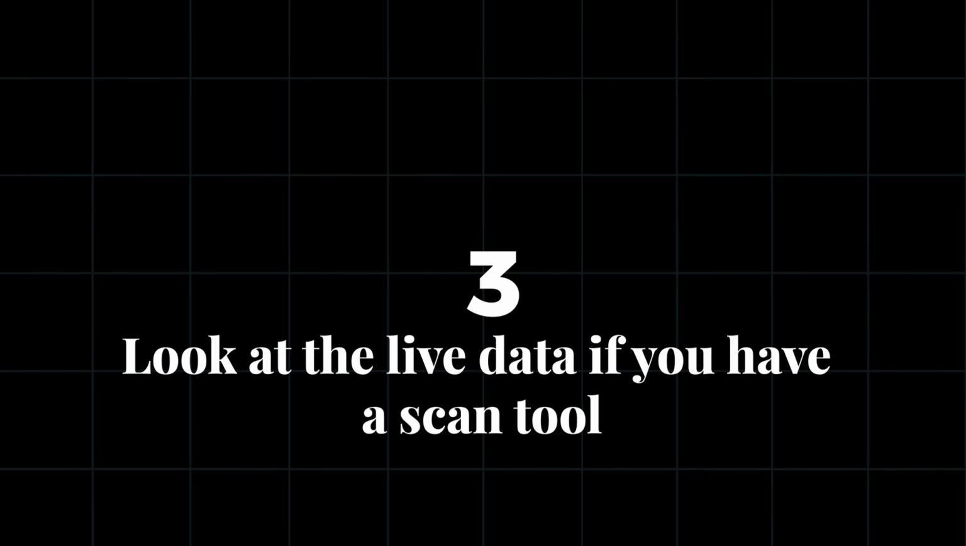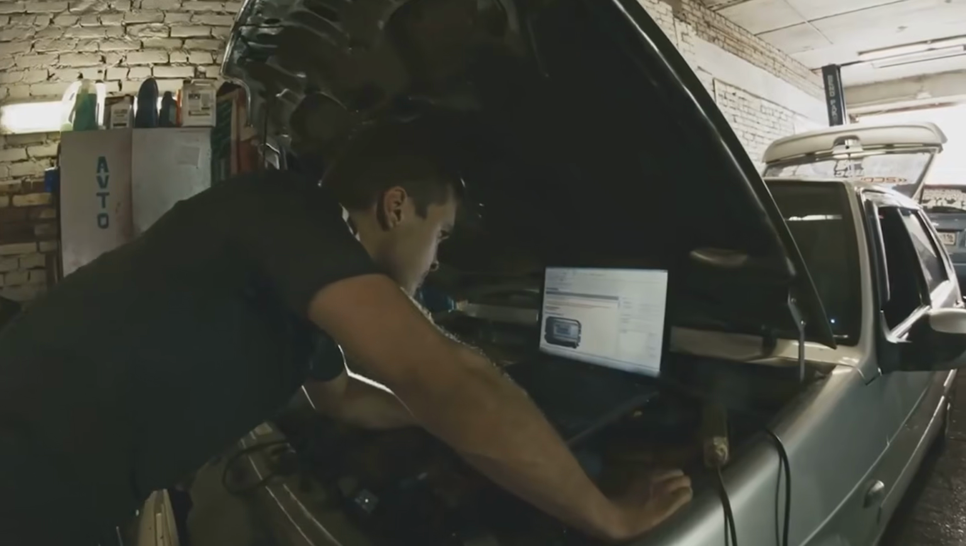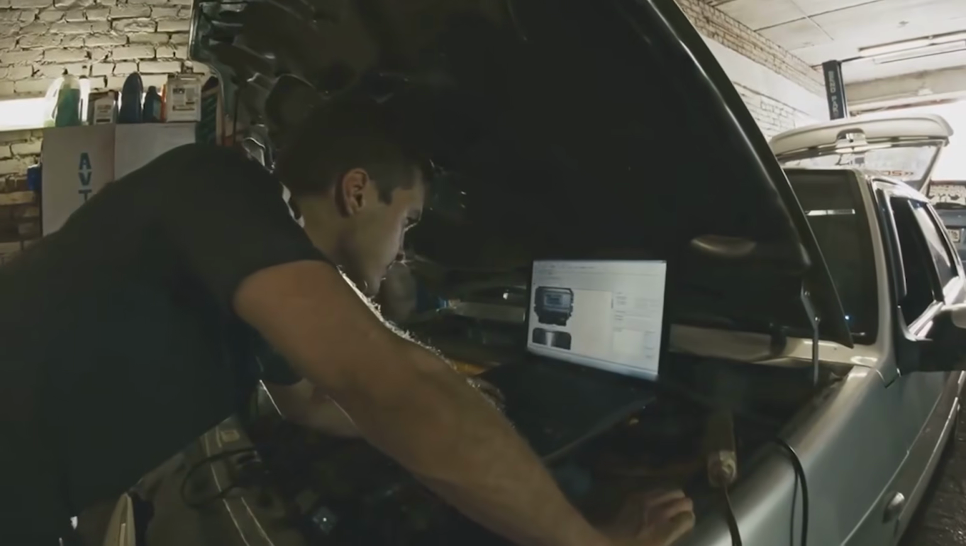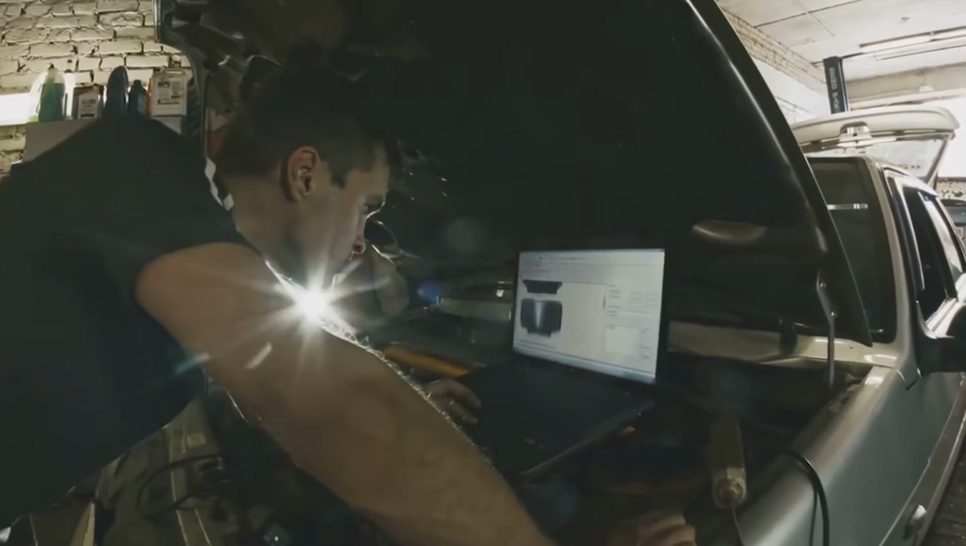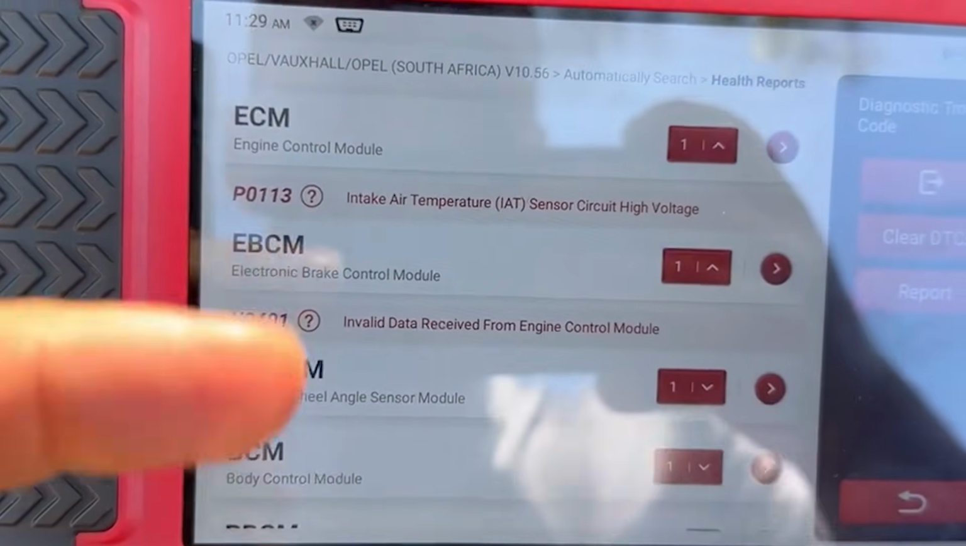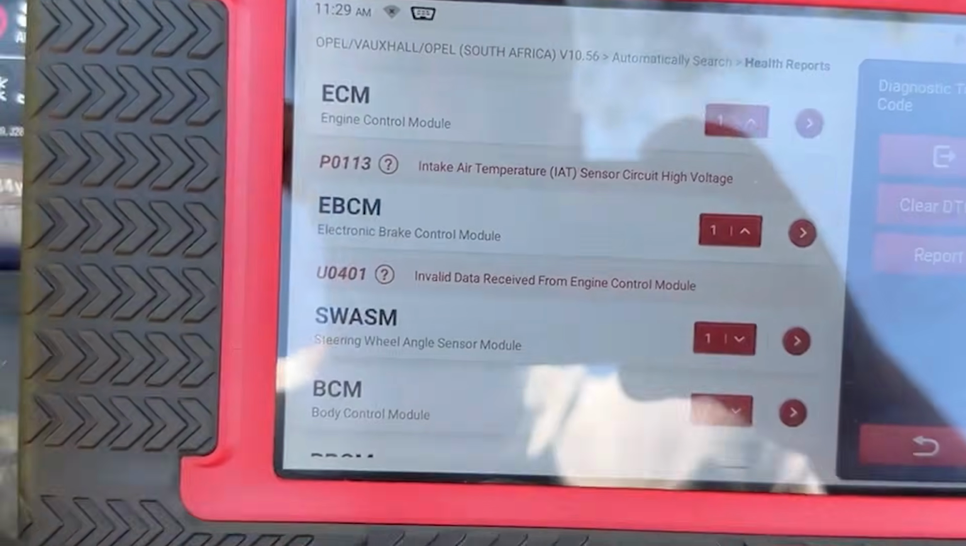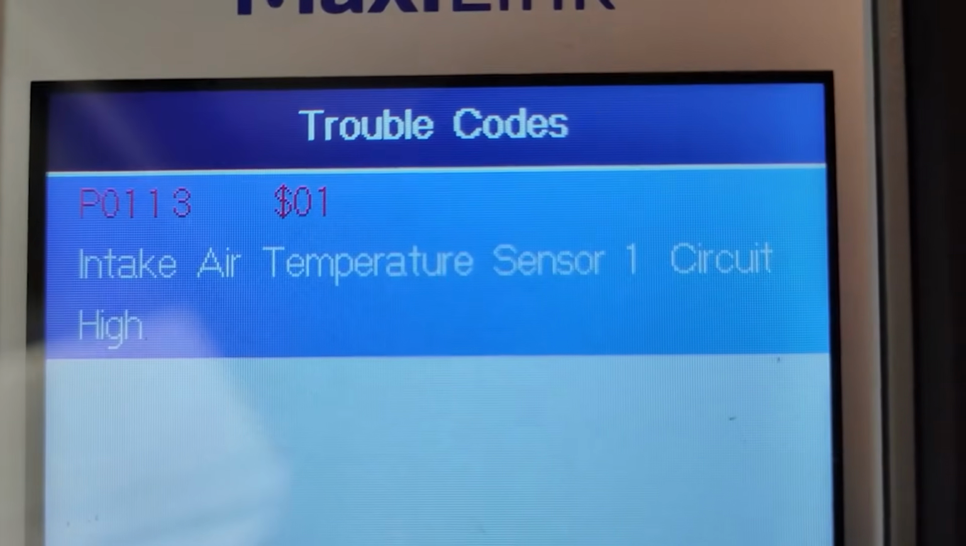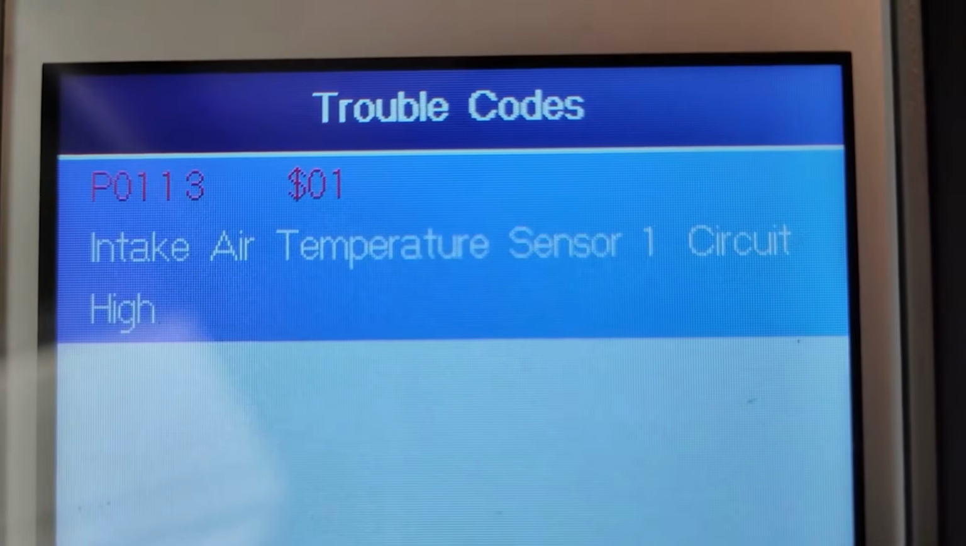Third, look at the live data if you have a scan tool that can show it. This is one of the fastest ways to catch the problem. If the intake air temperature reading is showing something unrealistic, like -40 degrees, or another obviously impossible cold reading, that strongly suggests the computer is seeing an open circuit or a very high resistance problem.